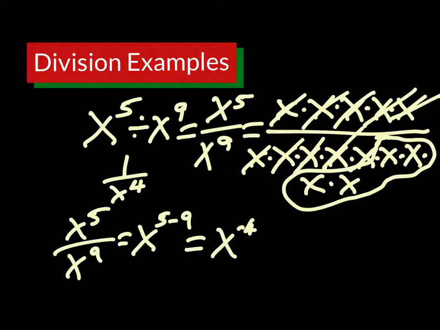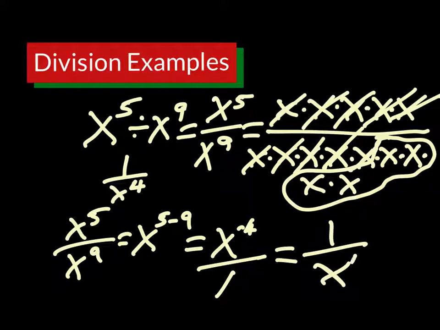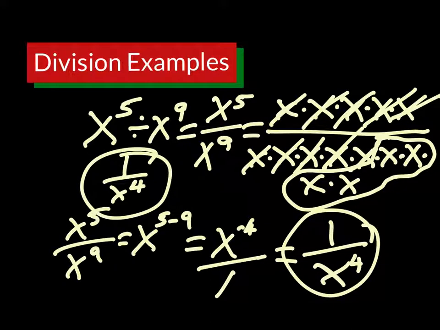In order to do that, we just need to flip it. If you think about it, any number over 1 is itself, right? So x to the negative 4 could be written as x to the negative 4 over 1. And then we just flip it: 1 over x to the 4th, and change it to a positive exponent. So this answer is the same as this answer. We just need to remember that whenever we have a negative exponent, we're allowed to flip the fraction and change it to a positive exponent.